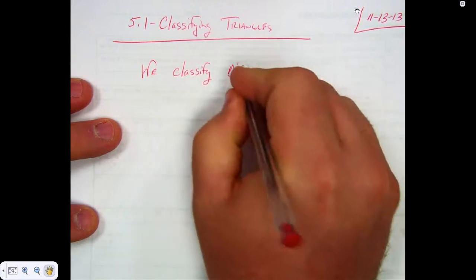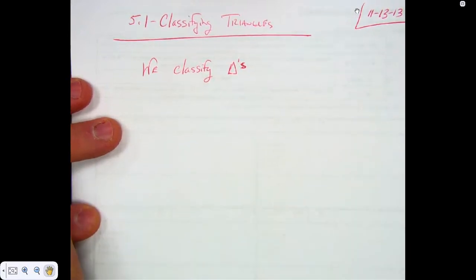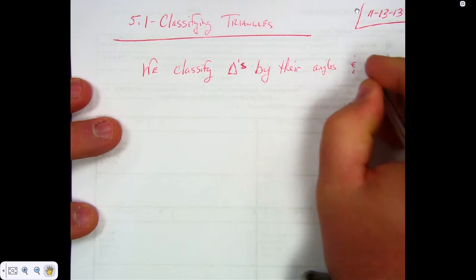What do you think I mean when I draw that picture right there? What word do you think that means? Triangles. We classify triangles by their angles and sides.